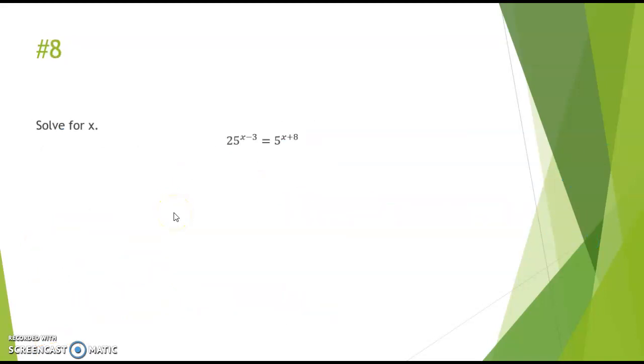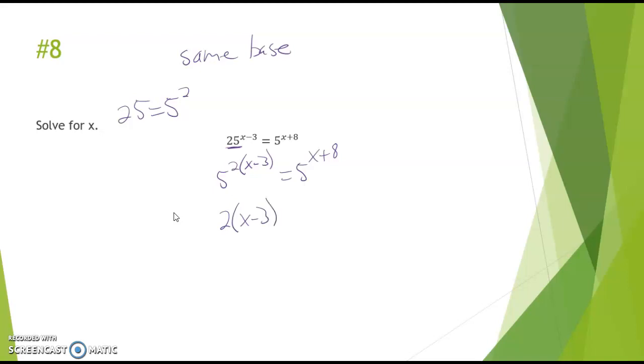Problem here, whenever we are solving our exponential equations, remember that you need to have the same base. Okay, so same base means that you can set the exponents equal to each other. So I know that I need to change this 25. Well, I know that 25 is 5 squared. So I'm going to rewrite that as 5 squared. And then remember that your original exponent goes in parentheses. And then that equals 5 to the x plus 8. Well, my bases are the same, so now I can set the exponents equal to each other. So 2 times the quantity x minus 3 equals x plus 8. And then go ahead and solve for x.